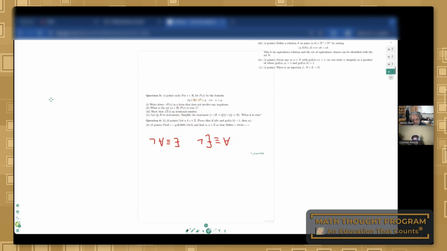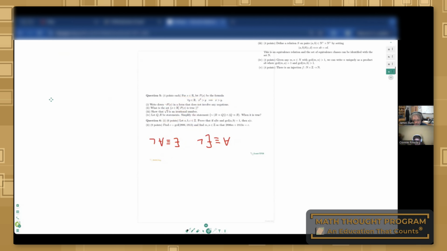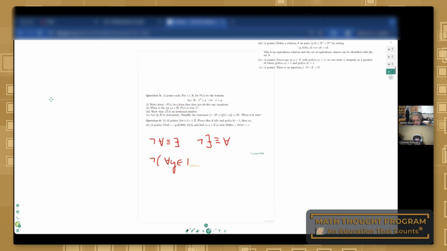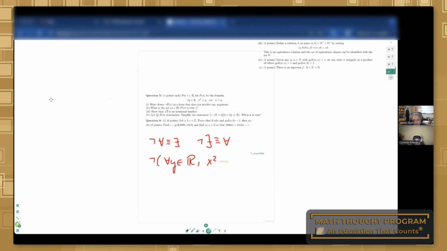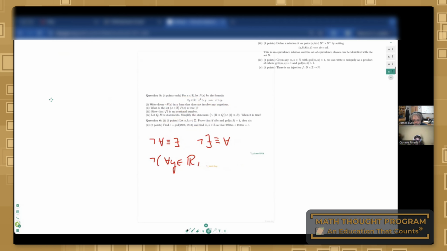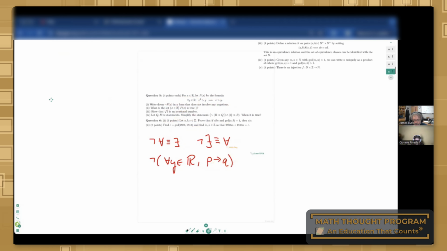Right. So if you were to just take this and negate it, and let me take this back here, I'm going to rewrite that. I'm just going to say P implies Q. Okay. Now I'm just kind of curious, how do you go about this problem? What would you do?